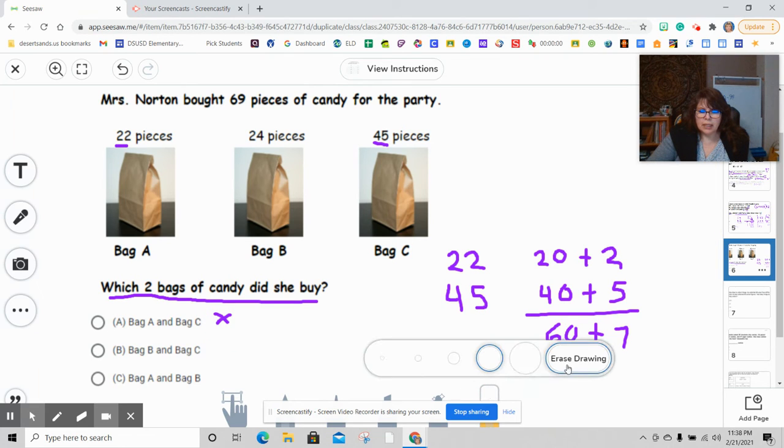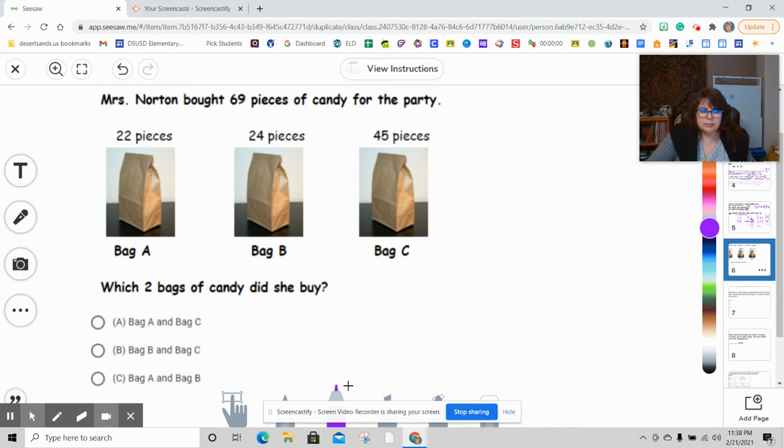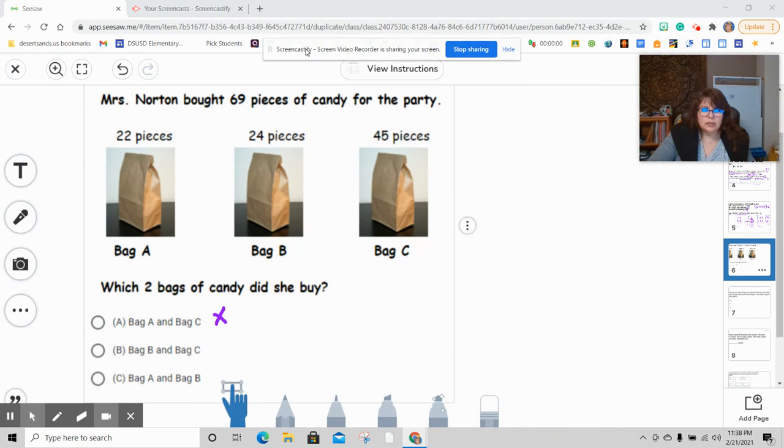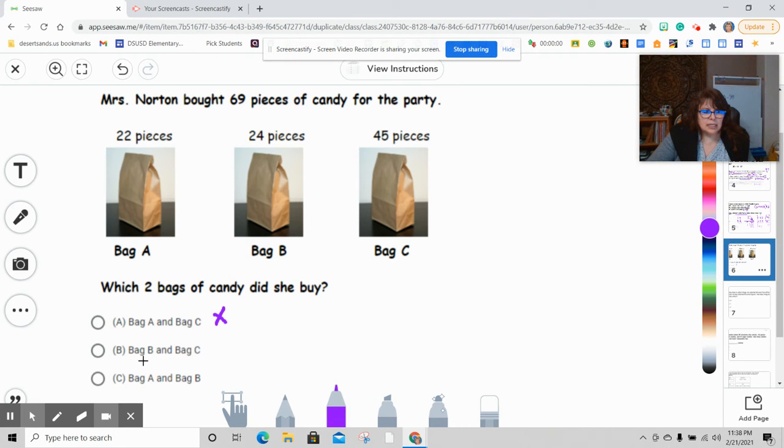So I need to erase. And I know C is not a good choice. So now I wanted to move this a little bit. Okay, so now my next choice is B. B says bag B, which is this one right here, and then bag C, which is right here.